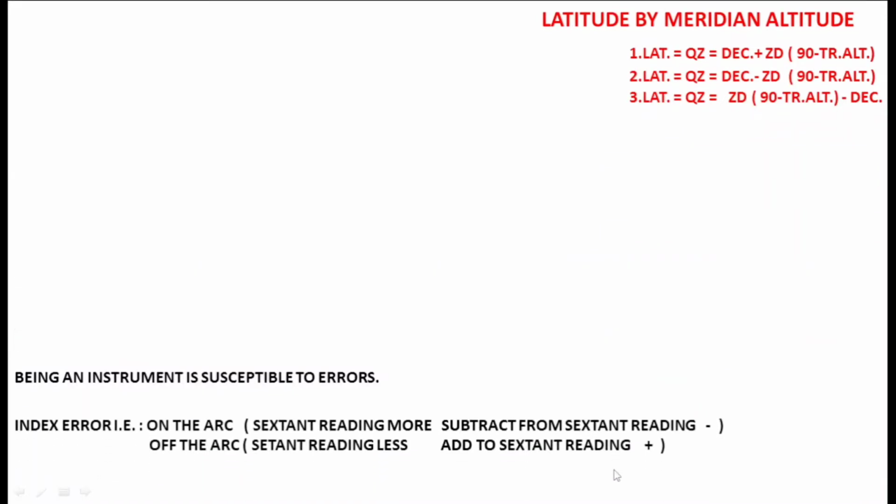At sea, we use a sextant for measuring the altitudes, the vertical angles, and the horizontal angles. The altitudes are the vertical angles. A sextant, as an instrument, can have some errors, and the important error we'll be talking about is the index error. Index error is either on or off the arc. If it is on the arc, you subtract it from the reading of the sextant, and if it is off the arc, you add it to the reading of the sextant.